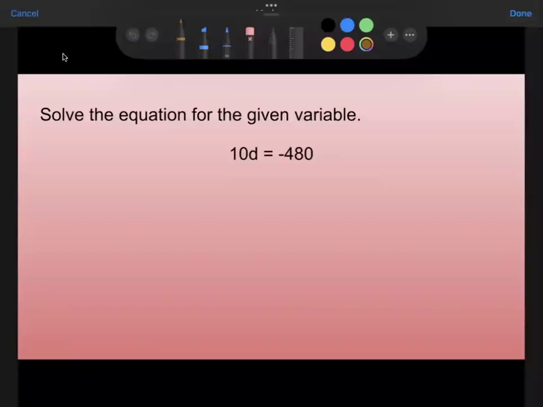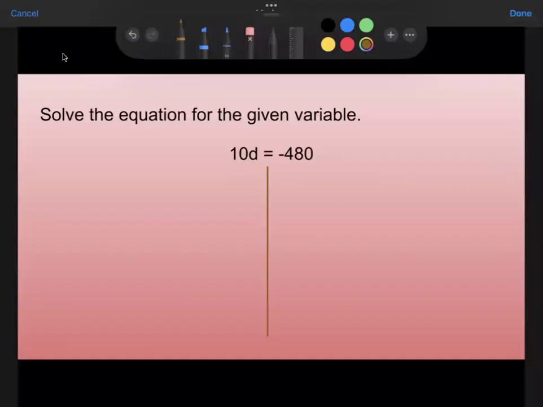Okay, here is our next one. We're going to do 10d equals negative 480 and solve it for d. So again, we have two sides to the equation, so I'm going to go ahead and draw a line under where those two sides are. Right now, d is being multiplied by 10.